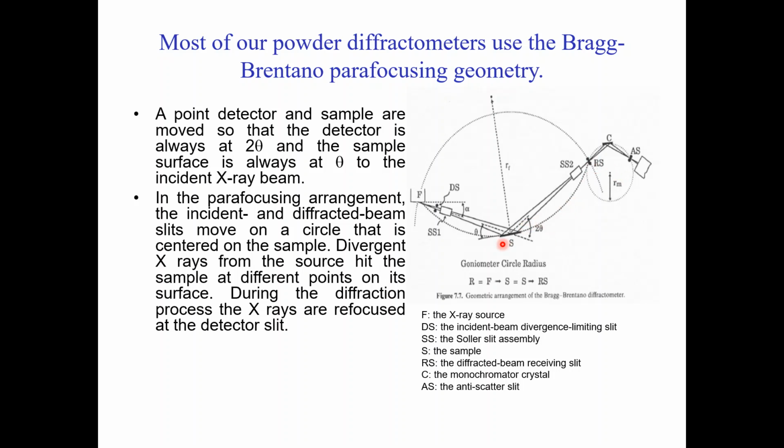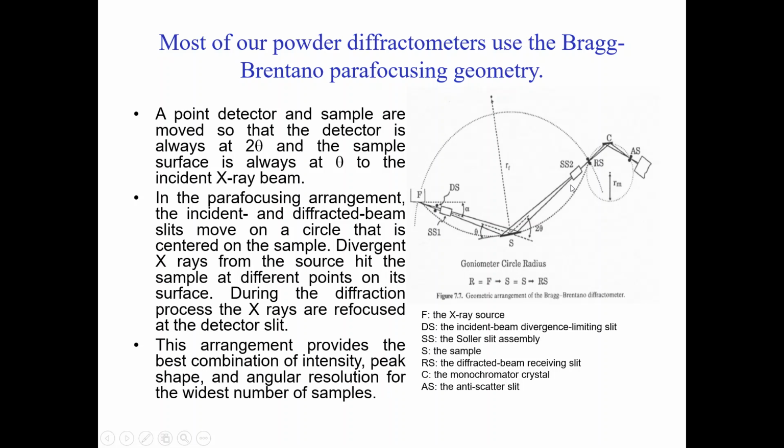Here you can see these are the slits, the incident and diffracted beam slits that move on the circle. This is the circle that is centered on the sample. So the divergent X-rays from the source hit the sample at different points on its surface. During the diffraction process, the X-rays are refocused at the detector slit.